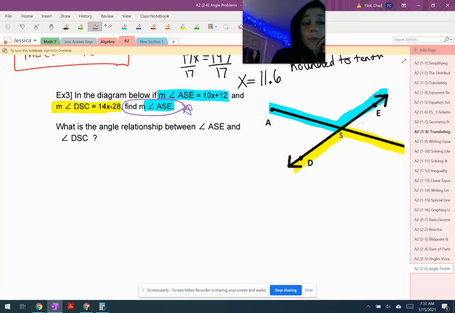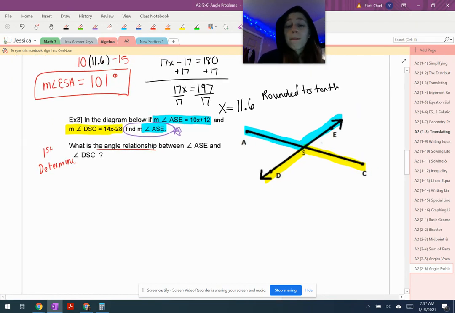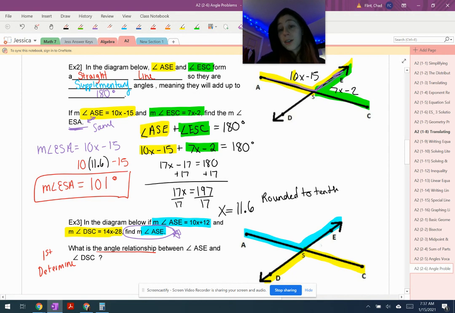Okay, so first thing, before I can even begin to put together an equation here, I need to determine the relationship. What is the angle relationship going on between these two things? Notice how they don't share a side. They're not sharing a side like in example 2, where those angles both shared the side ES. We don't have that here. The only thing these angles share right now is that vertex point S. So we do know that they share a vertex.